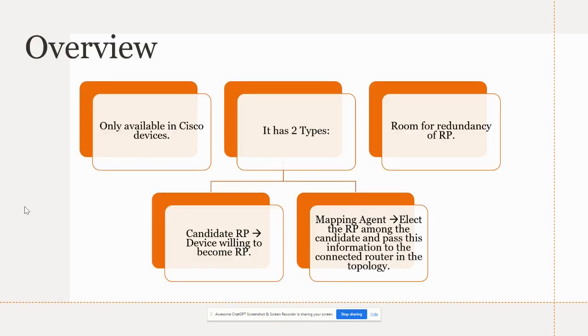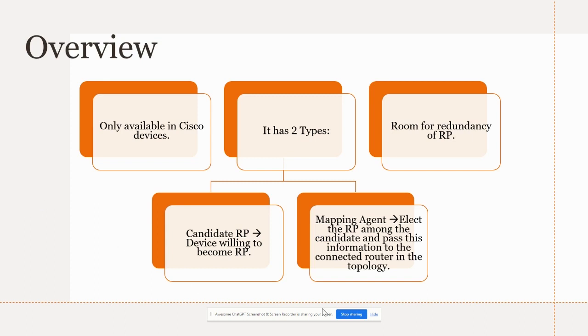This auto RP feature is only available in Cisco, so it is Cisco proprietary. It also comes in two flavors, or you can say two types, which are candidate RP and mapping agent. A candidate RP is a device that is willing to become RP, and the mapping agent will elect the RP among the candidates and pass this information to the rest of the topology. In the end, it also provides redundancy of RP, as there are many candidates available who are willing to become RP.